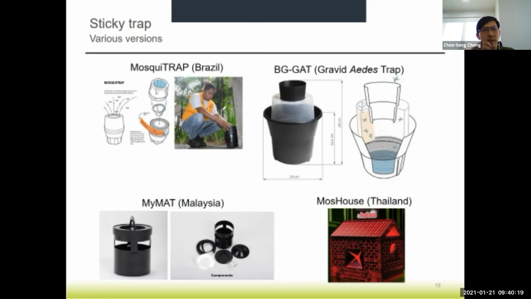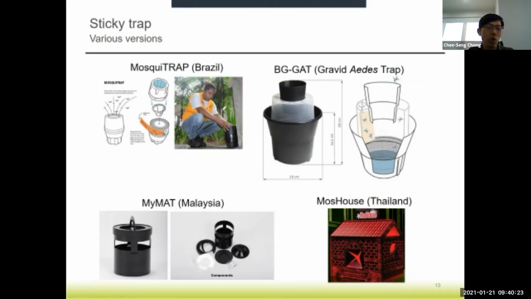Yes, I heard that Sudan is using a gravity trap, and it's really good to hear that more countries are actually adopting the use of sticky traps for surveillance purposes. In fact, the sticky trap is not something unique to Singapore, and many countries have their own version of it.